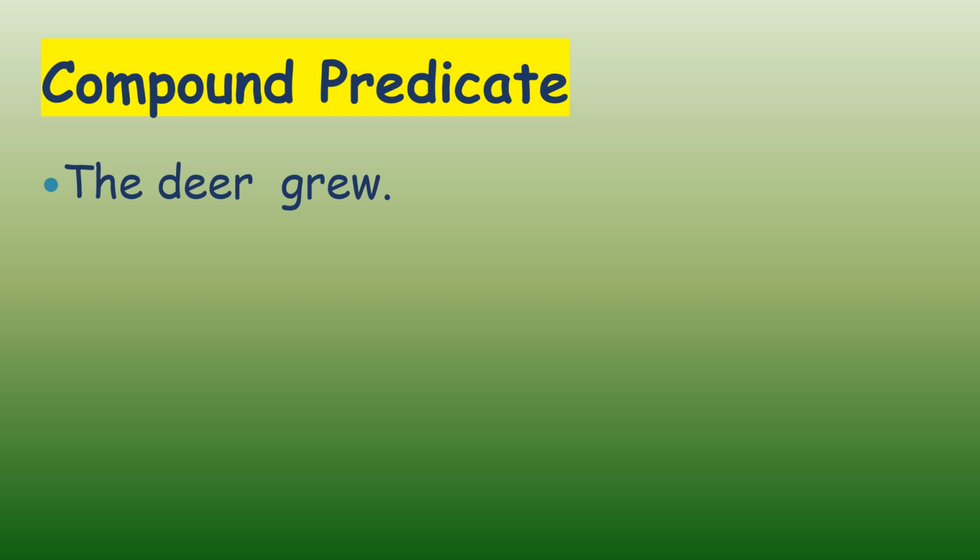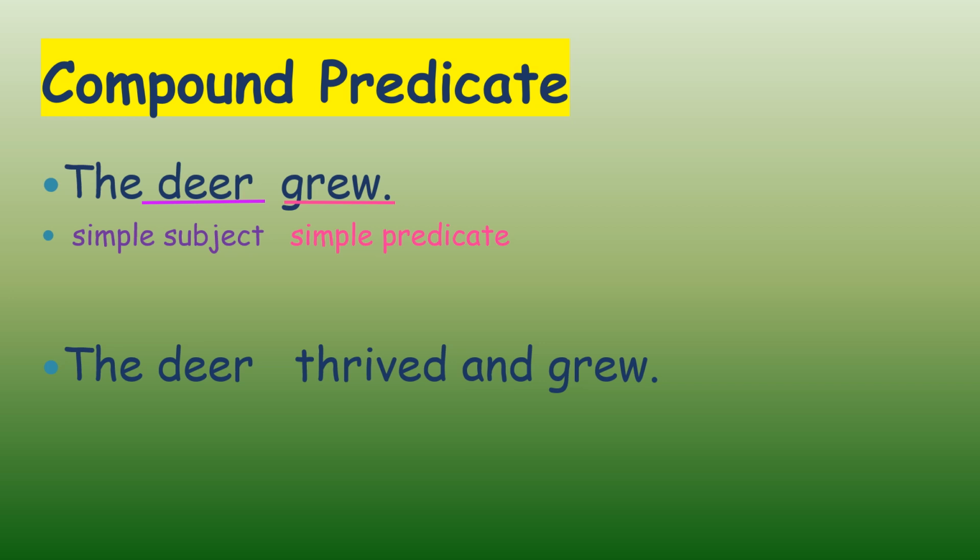What is a compound predicate? Have a look at this example. The deer grew. Let's cut the sentence into two halves. Deer is the simple subject, grew is the simple predicate. But if we want to say the deer thrived and grew, here the deer is the simple subject. We have two verbs, thrived and grew, joined together with the conjunction and. That's why we call them compound predicate. And they are for the same simple subject, deer. The deer thrived and grew.